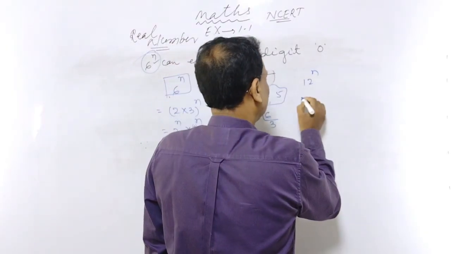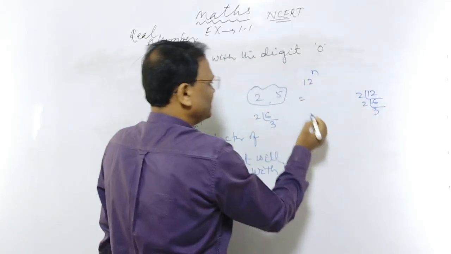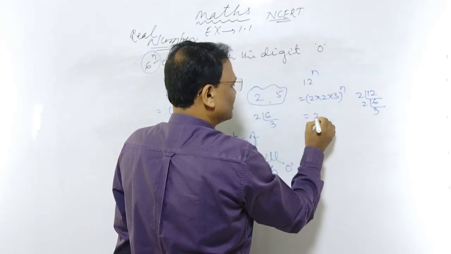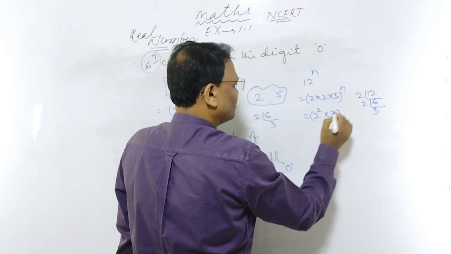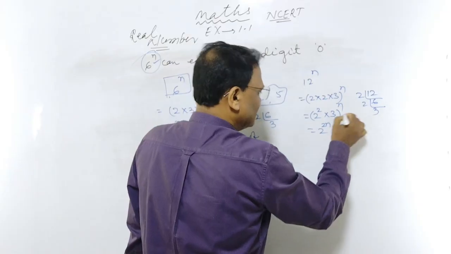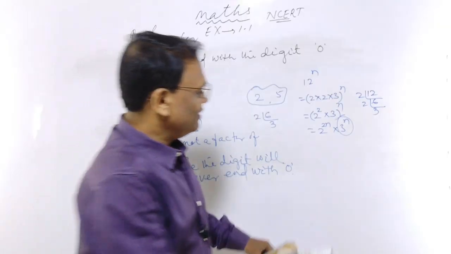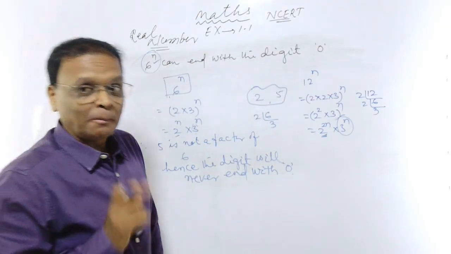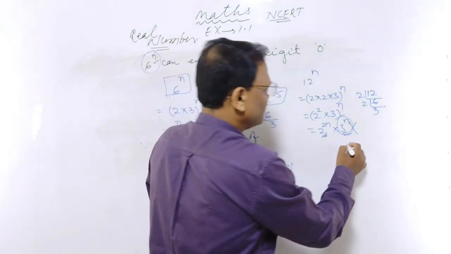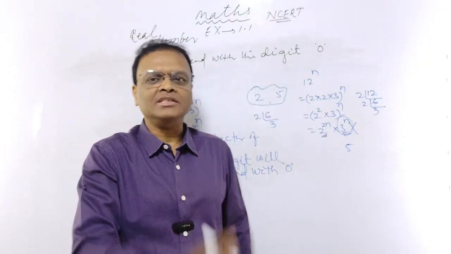Check it. In 12, what factors am I getting? 12 is nothing but 2 times 6, and 6 is 2 times 3. So I am getting 2 into 2 into 3. Further we can write 2 squared into 3, to the power of n. That is 2 to the power of 2n into 3 to the power of n. Again, this is the factor which I don't need for the number to end with the digit 0. In fact, I need 5, but I don't need this 3. In place of this, if 5 comes, then definitely the number will end with the digit 0.